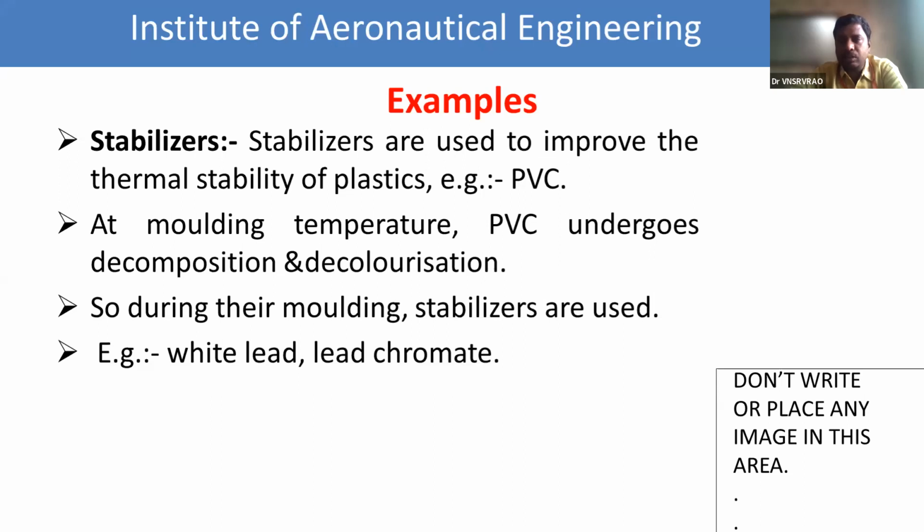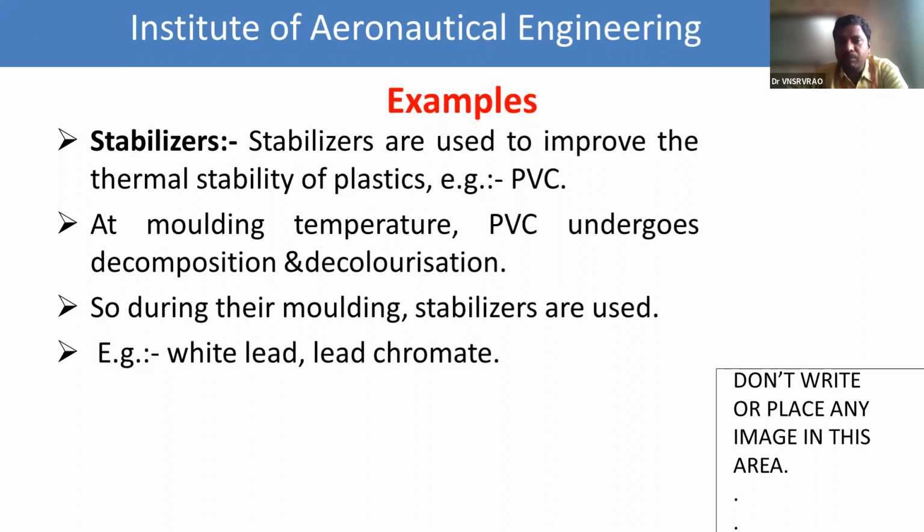So because of that, the strength of PVC is less at molding temperature. Why? Because the molding is applied at a very high temperature and pressure. At a high temperature, polyvinyl chloride easily undergoes decomposition and decolorization. So in order to avoid such circumstances in PVC, we add stabilizers for the usage of PVC in domestic and industrial purposes. So during molding, stabilizers are used.